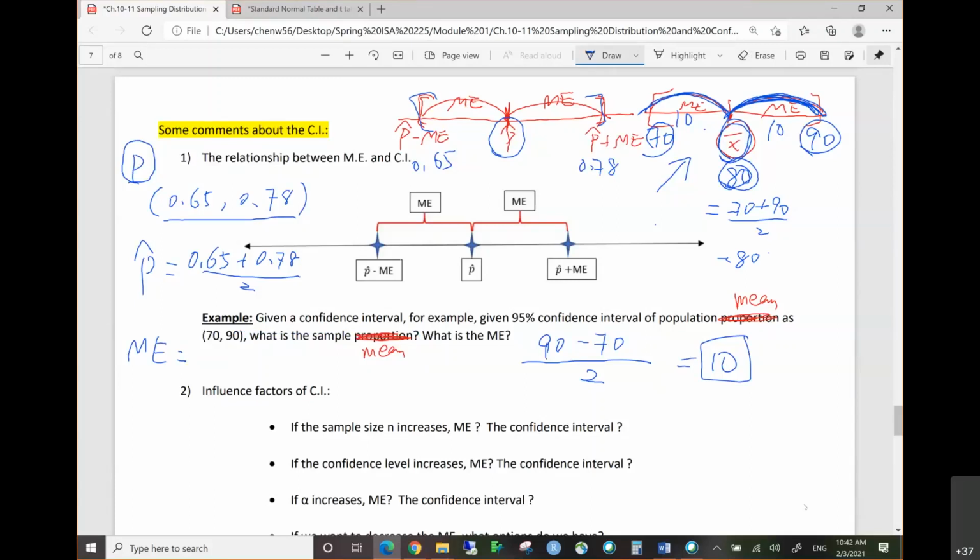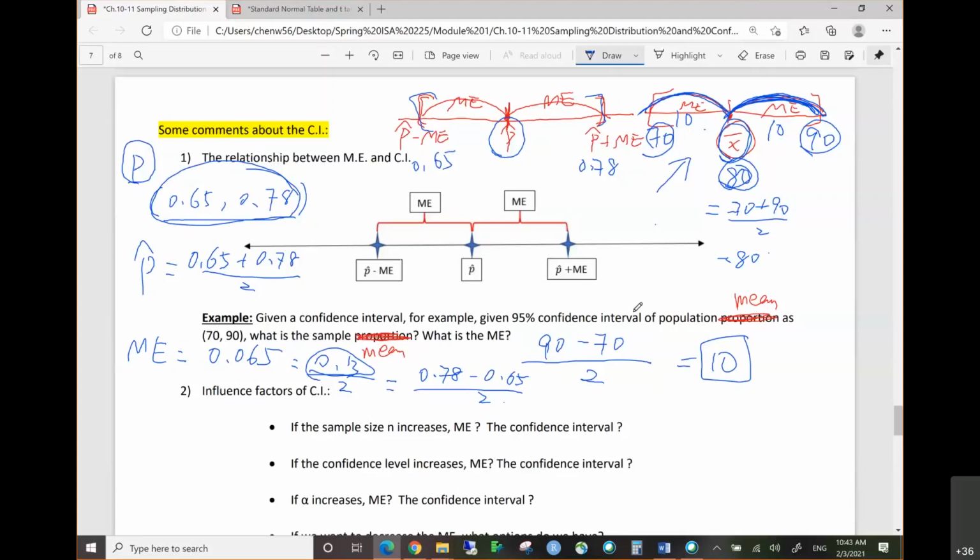What will be the margin of error? The margin of error would be 6.5 or 0.065. 0.065. How did you get that? I just did 13 divided by 2. Oh, well, 0.13 divided by 2. Right. So to get the distance, it would be 0.78 minus 0.65, divided by 2, right? Because the distance from the lower limit to the upper limit covers 2 margins of error. Divided by 2 will be 1 margin of error.